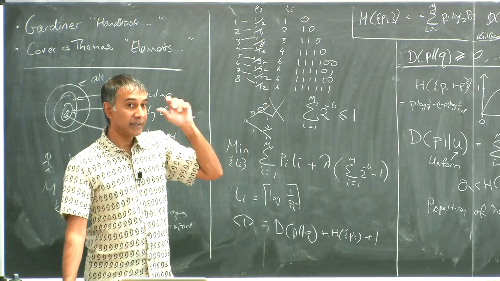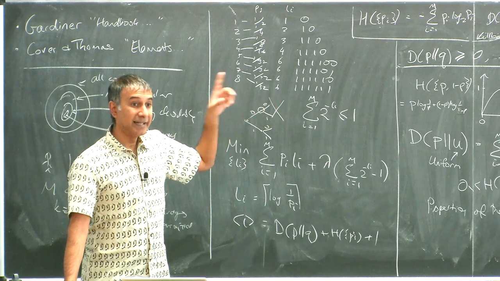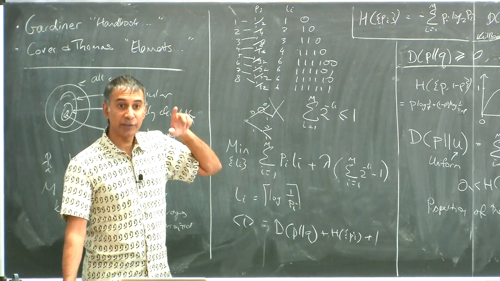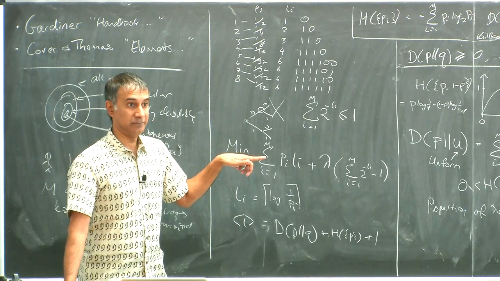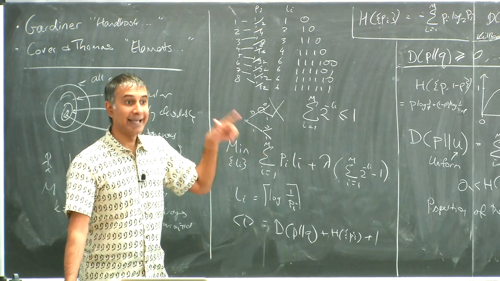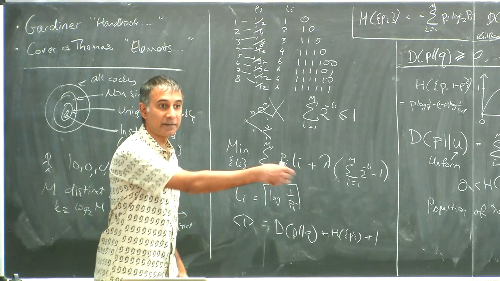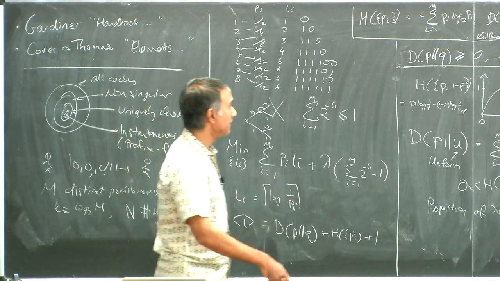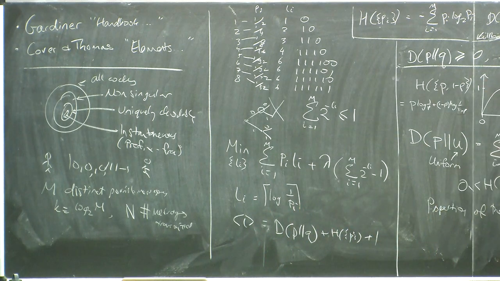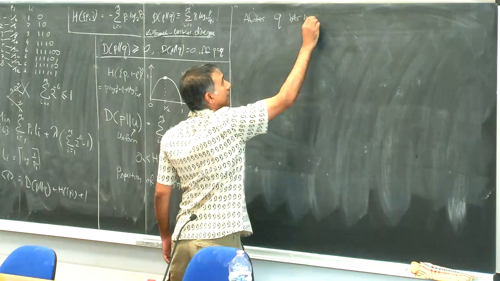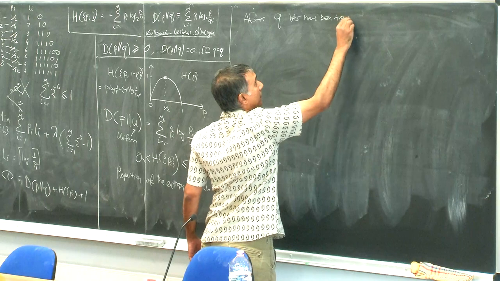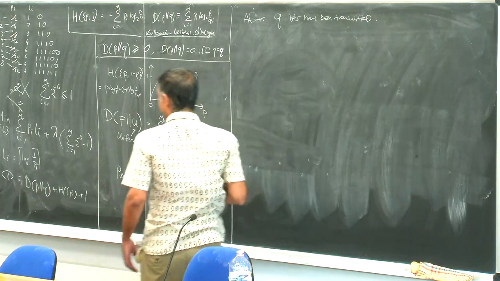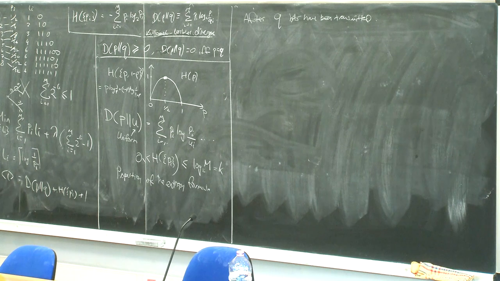You use fewer than 3 bits per race. The other interesting thing about this code, you can convince yourself, is that literally every string of zeros and ones that you send has a meaning. Every string of zeros and ones you can send can be interpreted as the result of some series of races. Okay? So let's assume that after q bits have been transmitted, and let's assume q is a very large number. Let's assume we've been transmitting the results of horse races for a whole year, or for 10 years, or whatever.